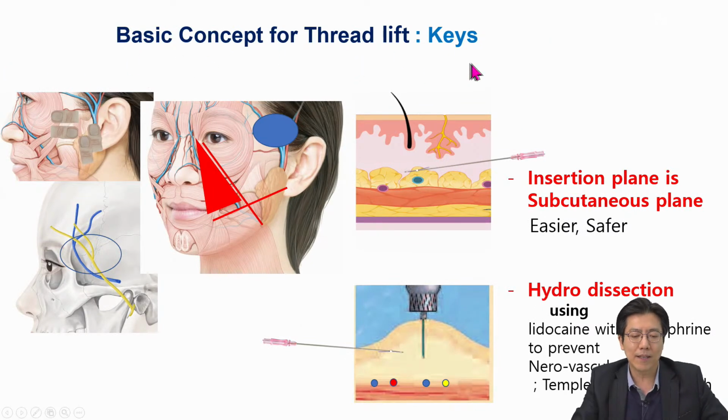So these are keys to explain the basic elements of thread lifting. In order to avoid complications, it is mandatory to know the danger zone. And if you are not familiar with anatomy, it is safe to put the thread into the subcutaneous layer. And it is safe to do hydrodissection when you put the thread in the temporal area.